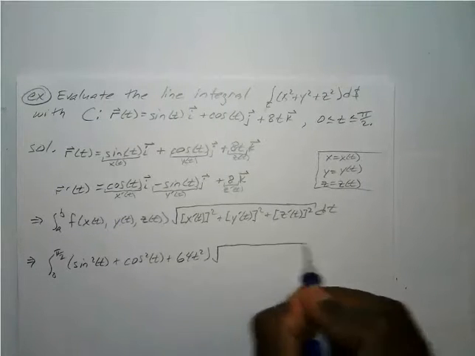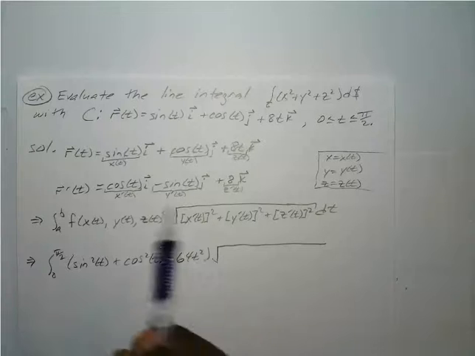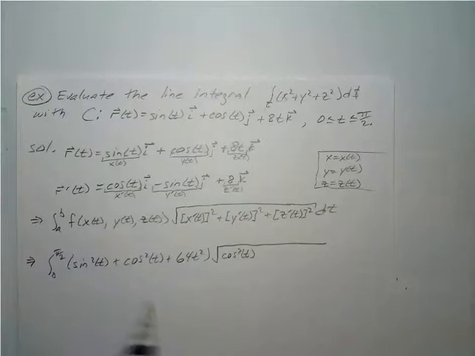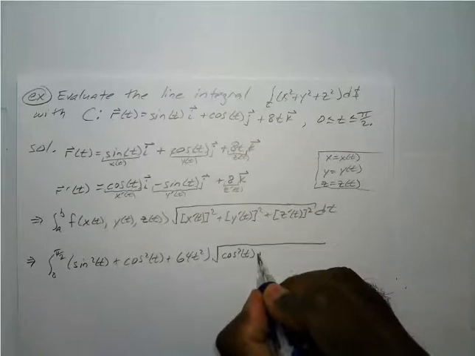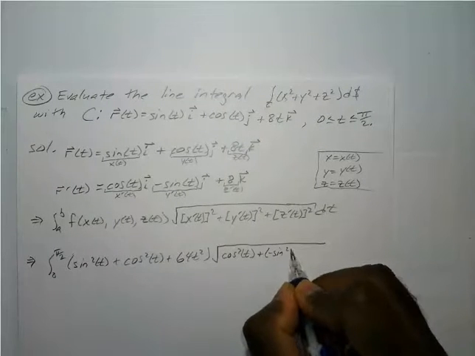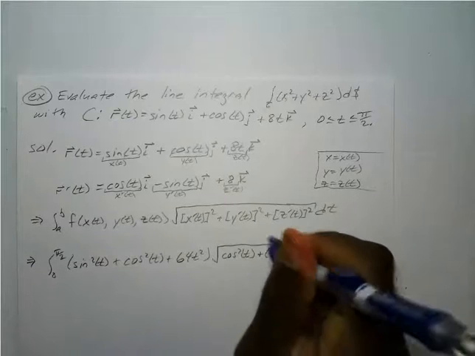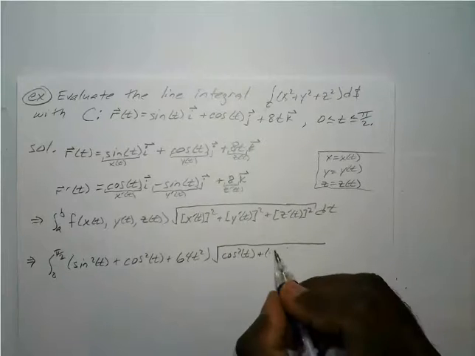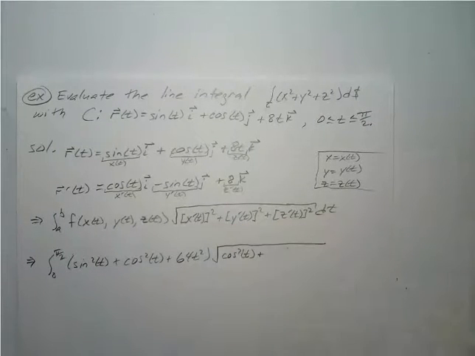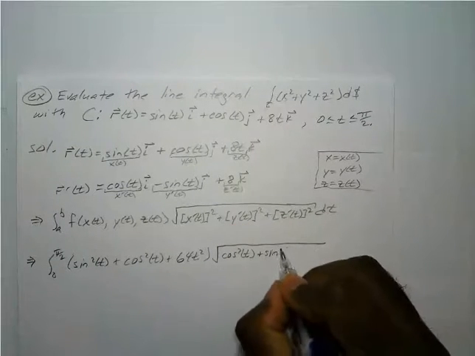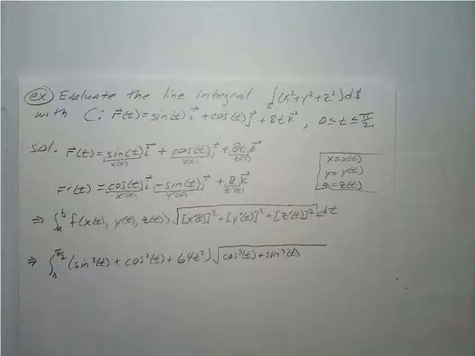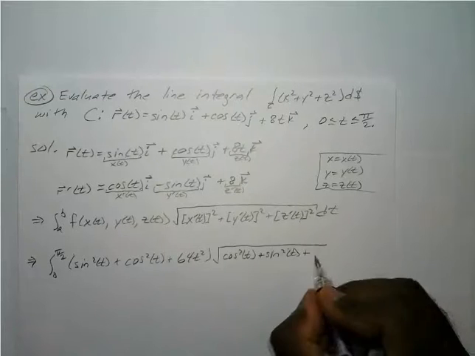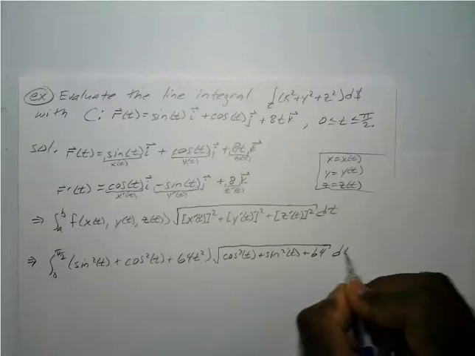Okay, and that's times the square root of x prime of t squared, so that's cosine squared of t, your y prime of t squared, that's negative sine, well, I'll just put plus sine squared of t, since the negative and negative will give you positive anyway. So instead of writing an entire line out, we have sine squared of t plus 8 squared, so your z prime of t squared will be 64 with respect to t.